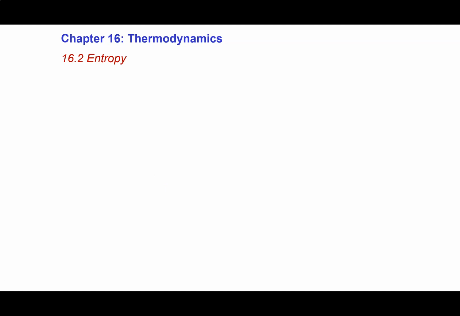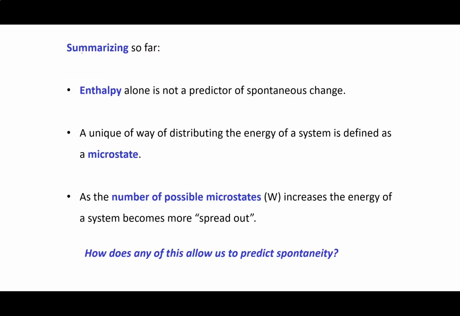So at this point, we haven't really figured out what makes a process spontaneous or non-spontaneous. And to get to the bottom of that, we're going to have to introduce a concept called entropy. So thinking about where we're at so far, what we've recognized is that enthalpy alone will not allow us to predict if a process is spontaneous or not.